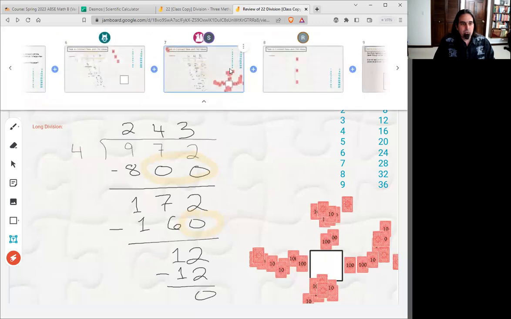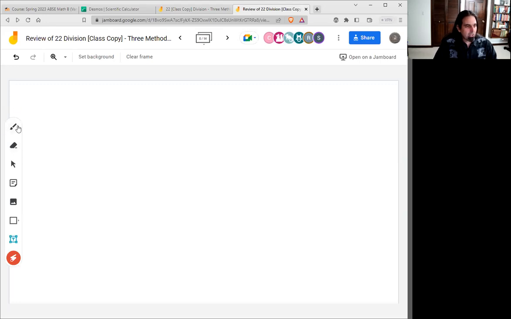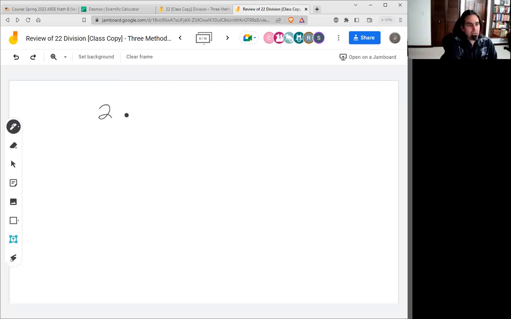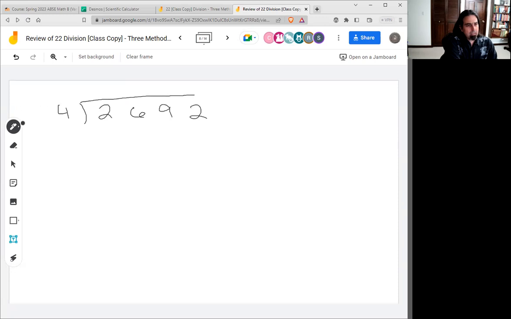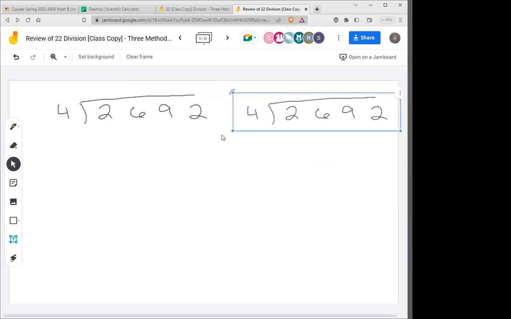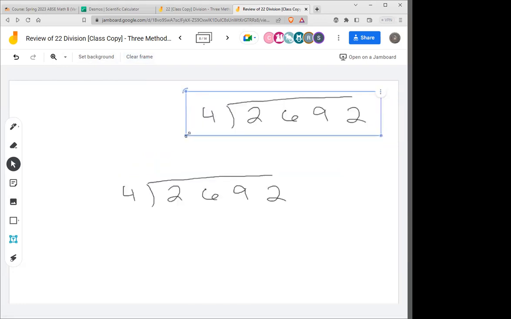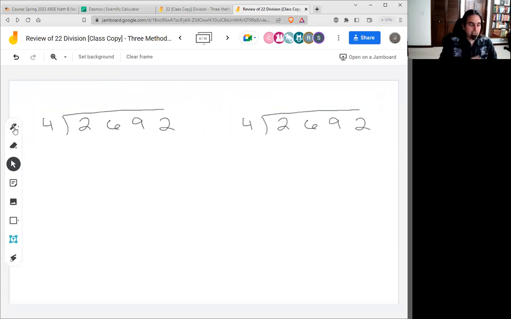So let's do that. I will make a new blank page. And what was it? 2692 divided by 4. So you want to see the zero method with a brand new problem. I'm going to space it out. And in fact, I'm going to copy that. I'm going to do it twice, once each way. First, let's do it with the zero method since you asked, and then I'll do it with the down method.